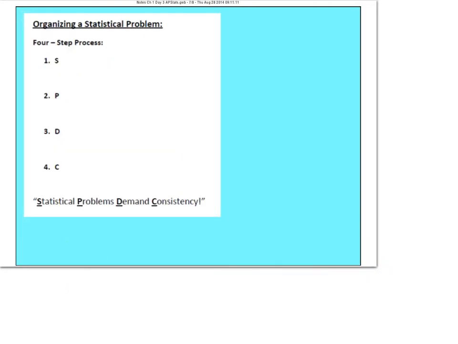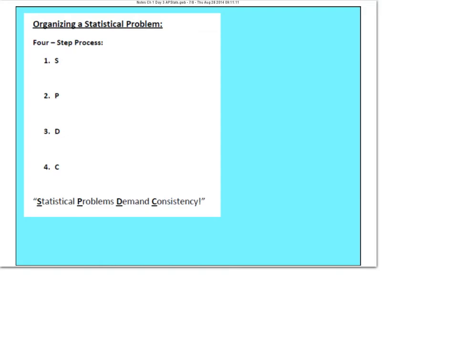Now, the last thing I want to do is introduce what's called the organizational process that our book likes to use. It is a 4-step process. When you're asked to analyze a statistical problem, there are 4 steps you should really go through. We're just going to start to use this a little bit, and then when we get towards the end of the book, this is what we always do.